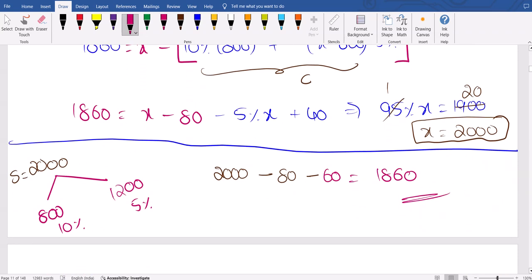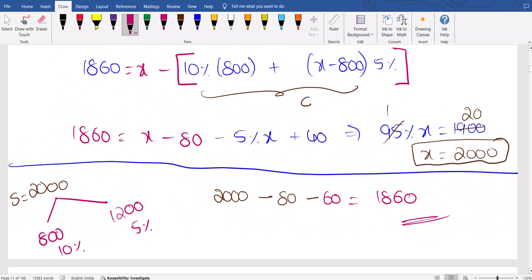Got it now? Here this is 10%, and this is x minus 800. 2000 minus 800: for 1200 you are taking 5% commission. From the total amount 2000, 10% commission removed for the first 800, and for the remaining amount, 5% commission. The amount exceeding 800, so that's why x minus 800 here. Now I hope it's clear.